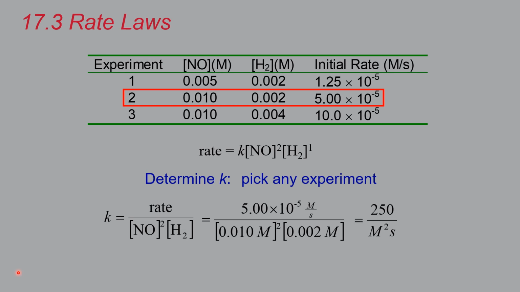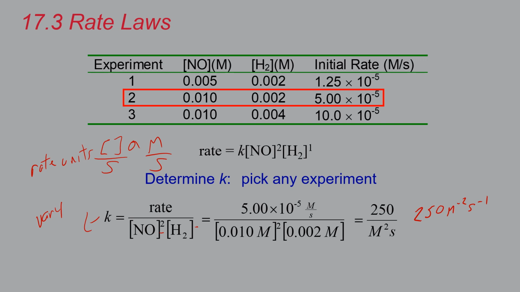That could also be written as 250 molarity to the negative 2 seconds to the negative 1. So mental note, rates always have the same units, which are molarity per second. The units of the rate constant will vary depending on these exponents because you're going to have a different number of molarity terms. Fun fact.